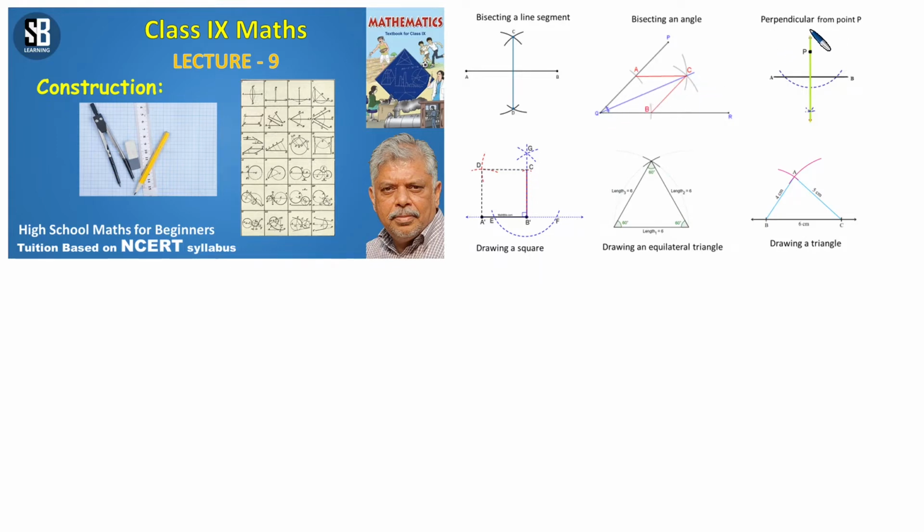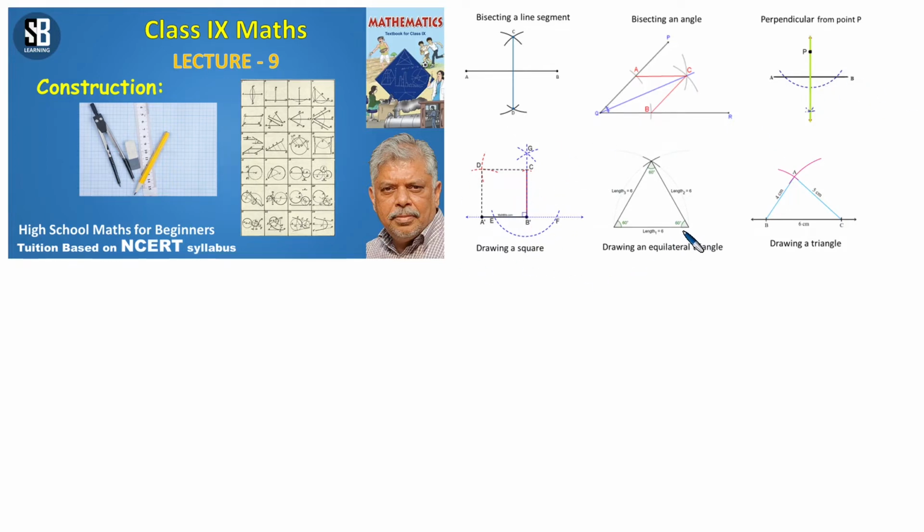Okay, so similarly you can draw a perpendicular from any point P. It is very easy: you take a compass, draw an arc, and from this point and this point you draw another arc. So you get this point and you have the original point. You join it, you will get a perpendicular. Similarly, once you know how to draw one perpendicular, you can draw a square.